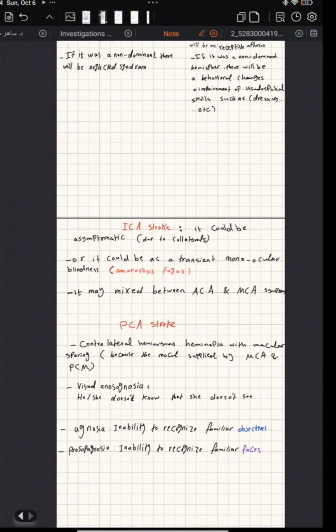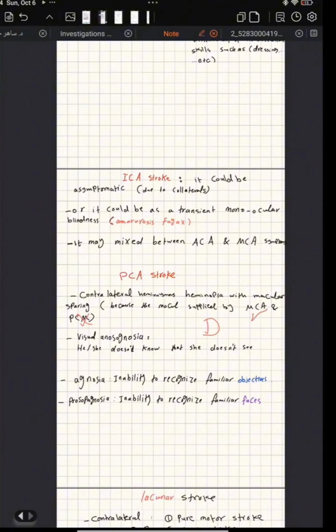What about the posterior artery stroke? As we know, the posterior artery supplies the occipital lobe, which is responsible for visualization. So there will be a contralateral homonymous hemianopia with macular sparing because, as we know, the macula is supplied by the middle cerebral artery and the posterior cerebral artery. So if there is a problem within the posterior cerebral artery, the middle cerebral artery still works, so half of the macula will still be spared. There will be a visual anosognosia. That means he or she doesn't know that she doesn't see.